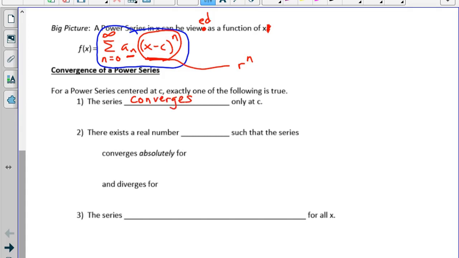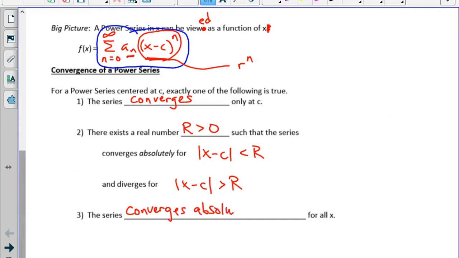First, the series converges only at c, so it only converges at the center. Secondly, there is a real number greater than 0 such that the series converges absolutely for the absolute value of x minus c less than that number, and it diverges for the absolute value of x minus c greater than that number. And then the series converges absolutely for all x. Those are our 3 options.